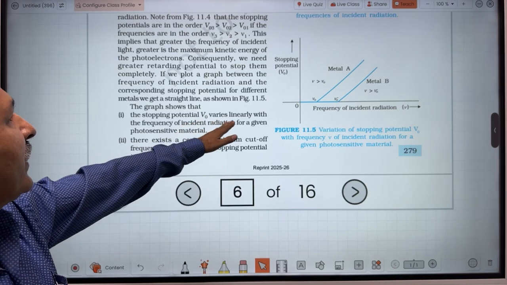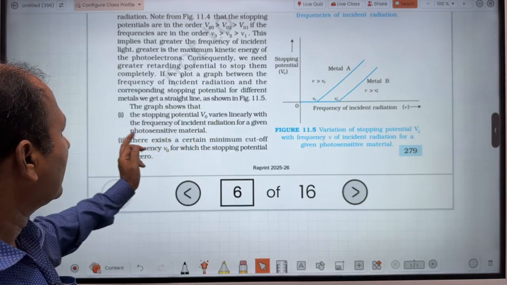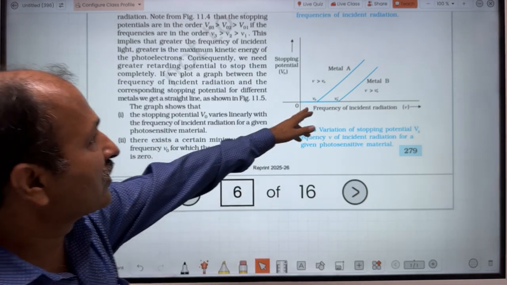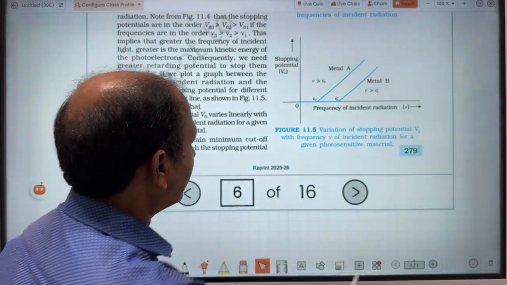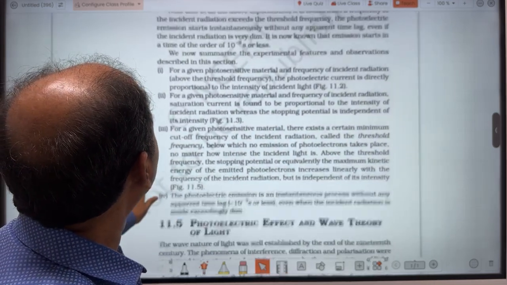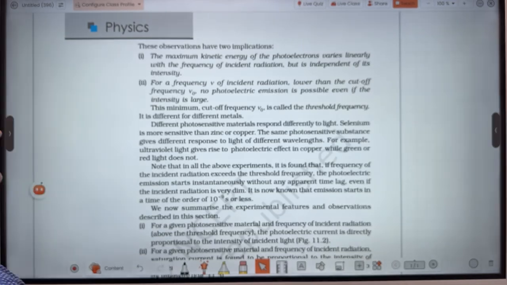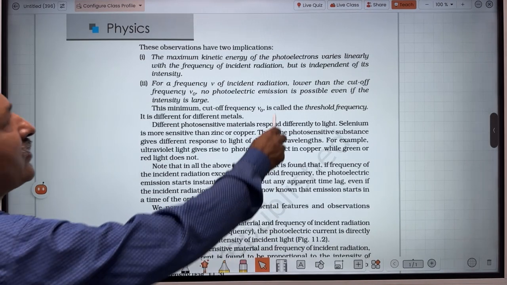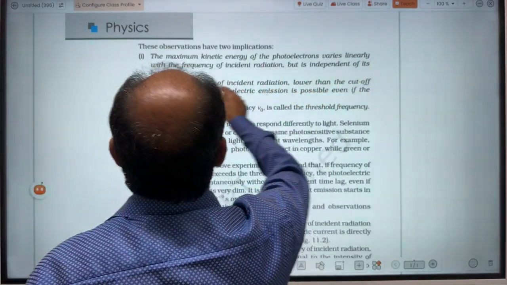The stopping potential V0 varies linearly with the frequency of incident radiation for a given photosensitive material. There exists a certain minimum cutoff frequency nu 0 for which the stopping potential is 0. So these are those values where the stopping potential is 0. Alright. Now, these observations have two implications. Number one, the maximum kinetic energy of the photoelectrons varies linearly with the frequency of incident radiation, but is independent of its intensity.